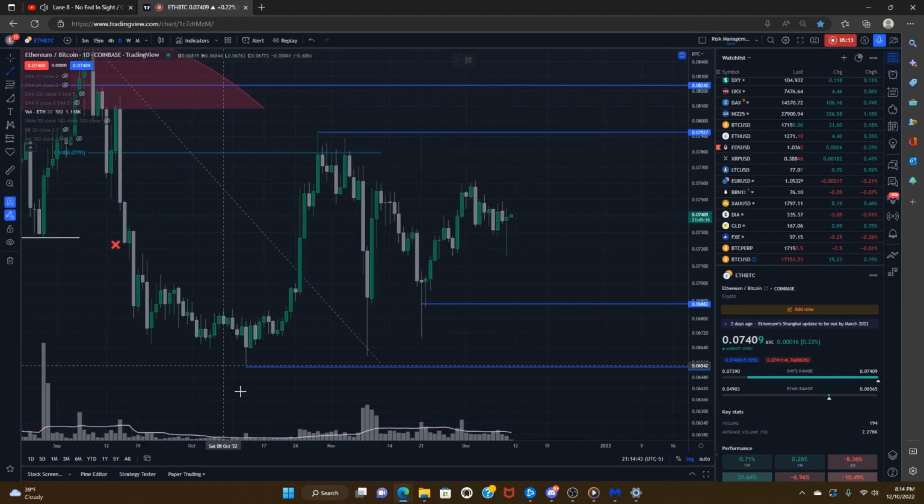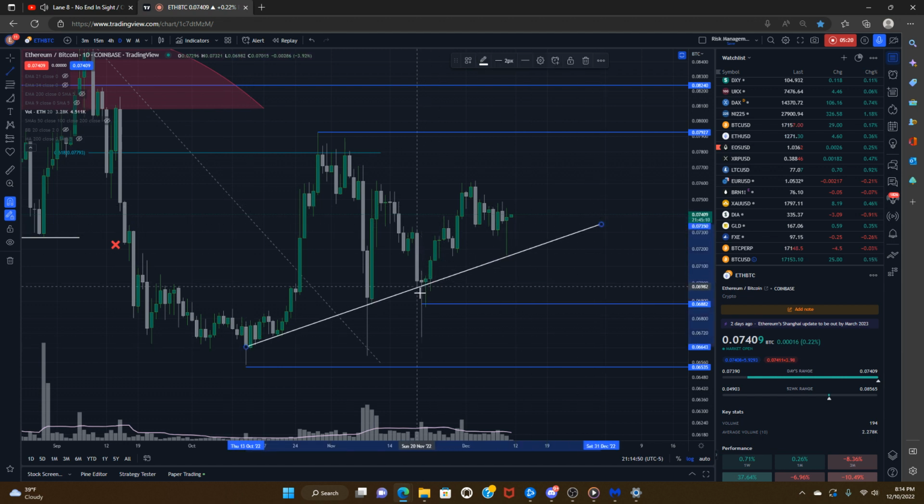But there are certain levels I'd be looking at. So if we draw this level here to here, now this low here, basically your 0.7 low right here.